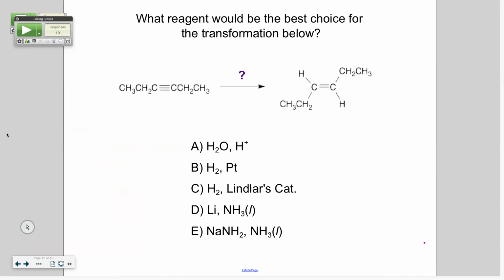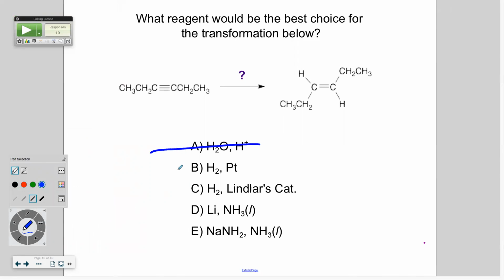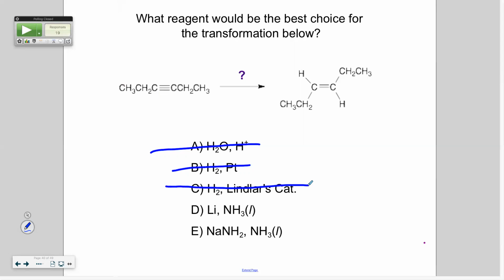Okay, what do you get when you add hydrogen and platinum to a triple bond? You don't know. An alkane. He's out. Okay, what happens when you add hydrogen and Lindlar's catalyst? Cis double bond. Okay, what is Li and NH3?